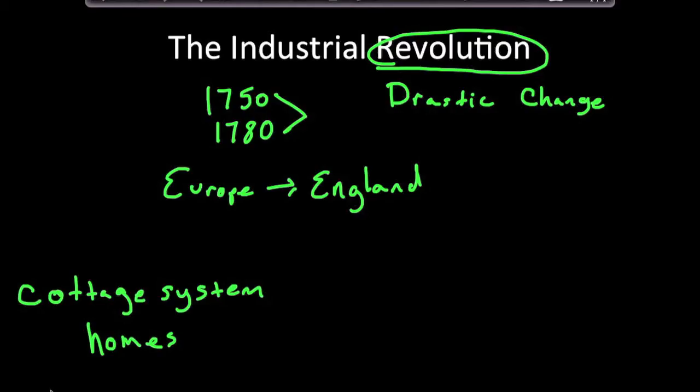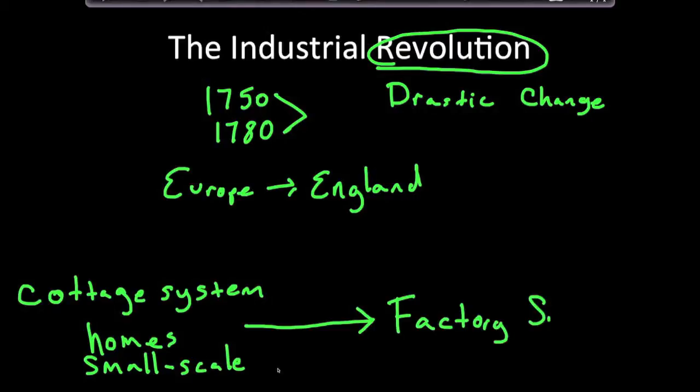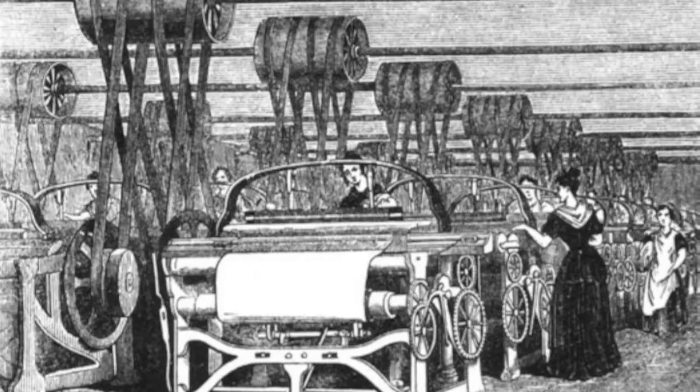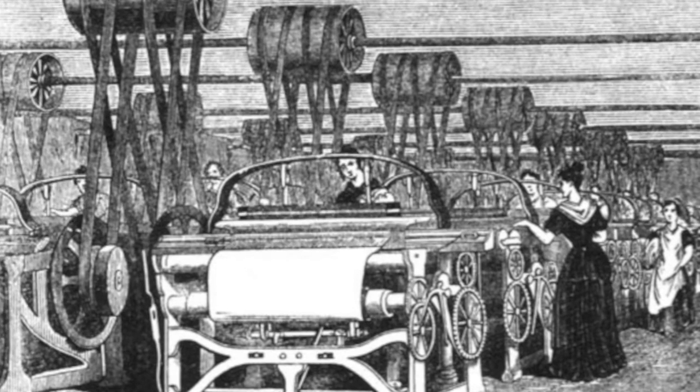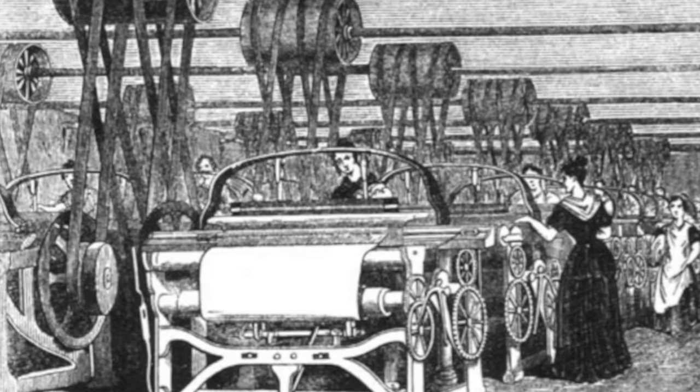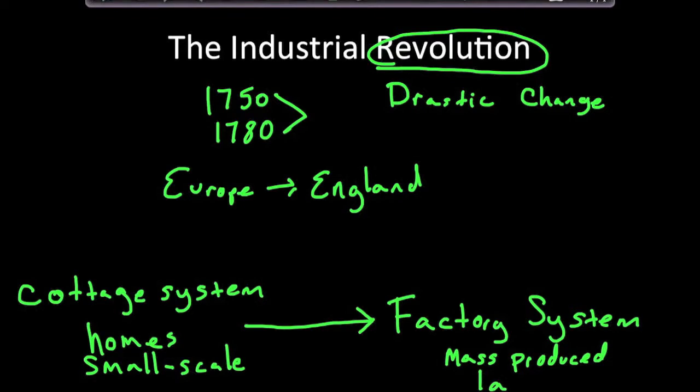And this was very small scale, right? You weren't making 1 million shirts in your house. This was small scale. So we transitioned from that, and what did we change into? Most of us know the answer to that. We changed to the factory system. Okay, and the factory system is one in which goods are mass produced. This is large scale.